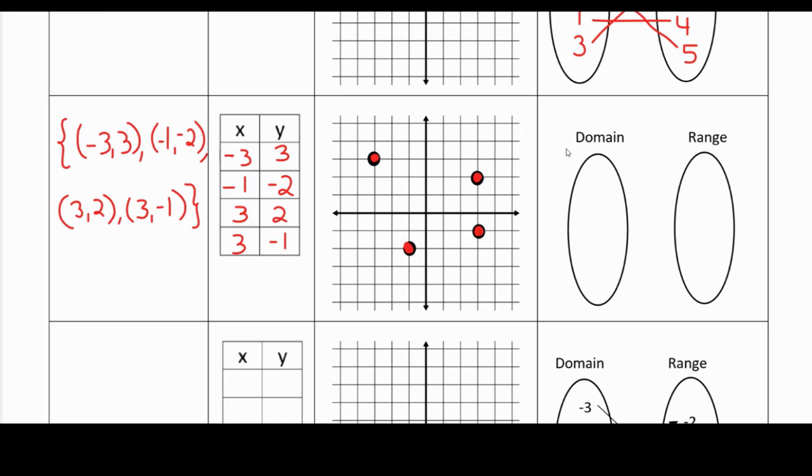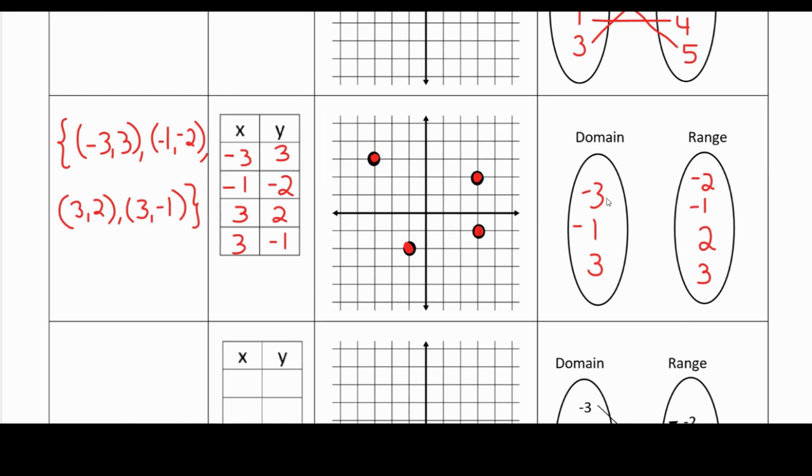Now I'm going to do my mapping. Remember that we need to write in numerical order, starting with the smallest. And negative 3 happens to be the smallest. Then here I have negative 1, and the next one is 3. But if you notice right here, 3 happens twice. Well, you don't have to write it twice over here. You just write it one time. Then let's put these numbers in order, starting with the smallest, which would be -2, followed by -1, followed by 2, and at the end, we get the 3.